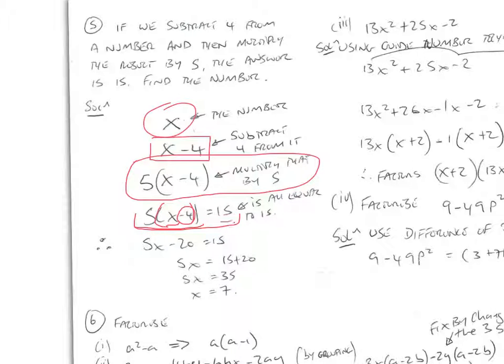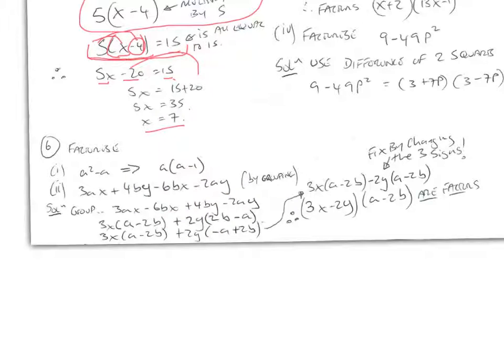So we have 5 times x minus 4 is 15, so 5 by x is 5x, 5 by minus 4 is minus 20, is equal to 15. So 5x is equal to this 15 plus that 20, 5x is equal to 35, x is equal to 7.